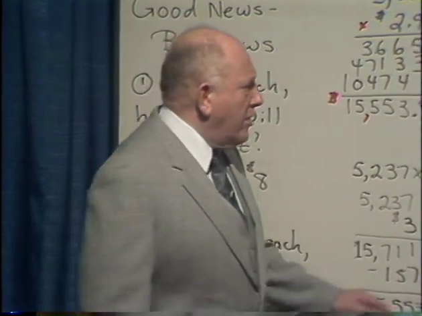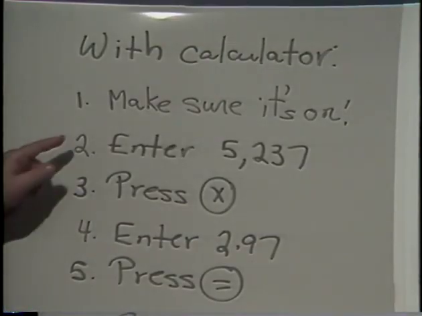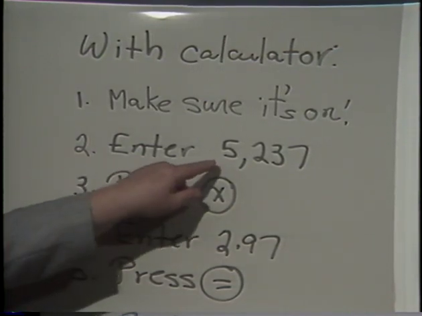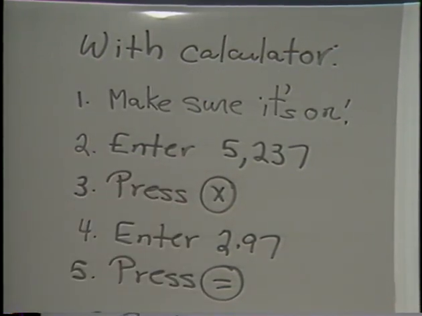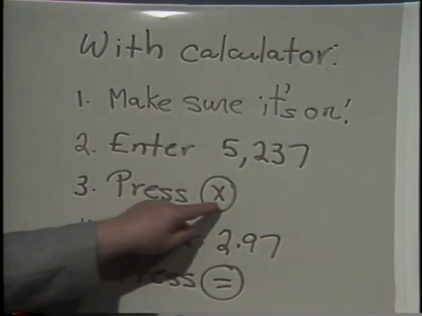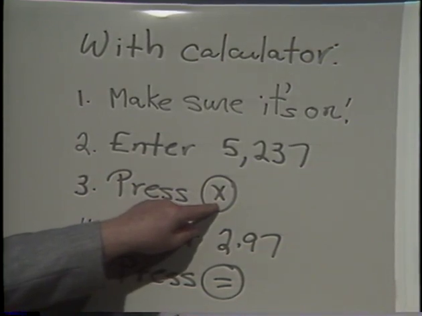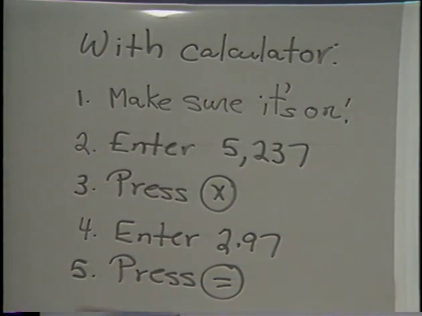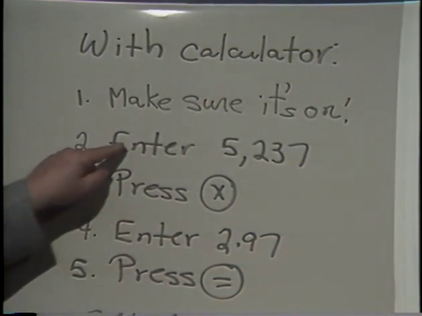You see, in doing this problem on the calculator, all I would do, well, always make sure the calculator is on, of course. Enter the first number you want to multiply, the 5,237. Notice there's no dollar sign. You're going to have to keep track of the dimensions yourself. Then press the multiplication button, the one with the times sign. Then you enter 2.97.